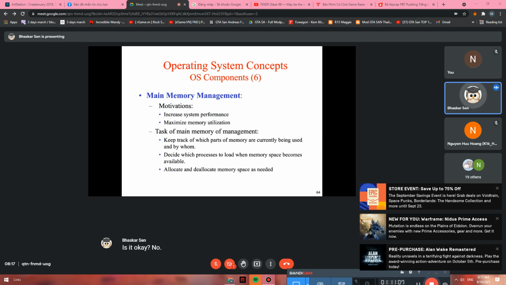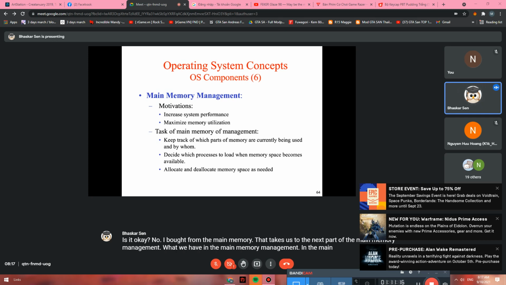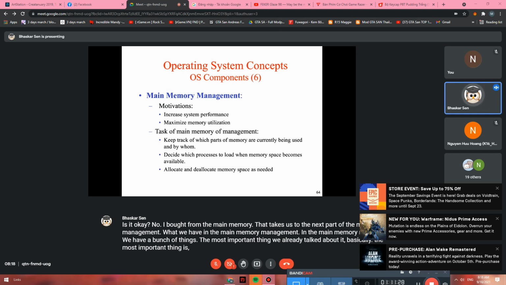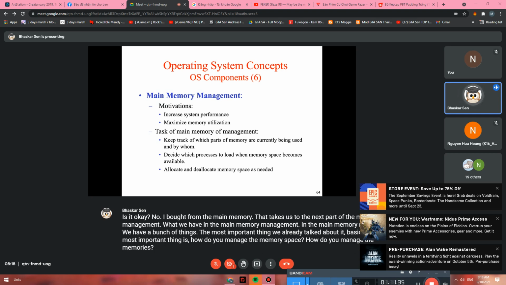Now, that takes us to the next part, the main memory management. What do we have in the main memory management? We have a bunch of things. The most important thing, we already talked about it, is how do you manage the memory space? That is the important criteria. How do you manage the memory space, because memory space is limited.